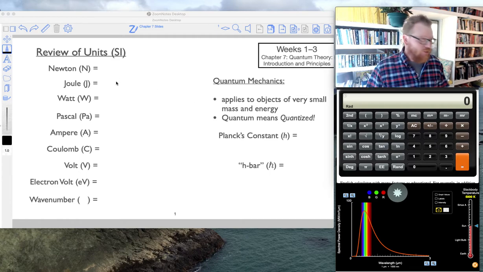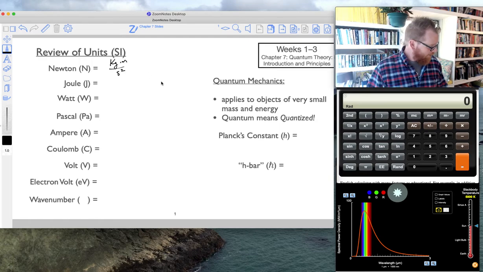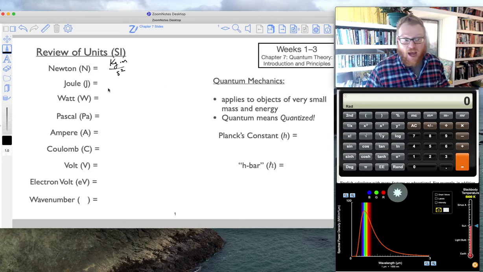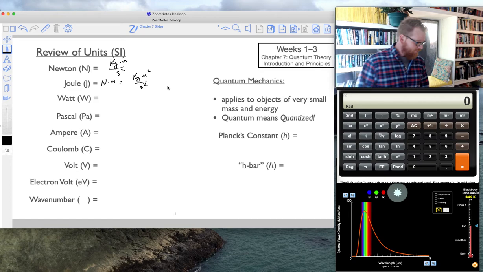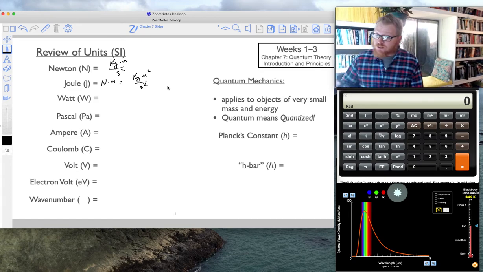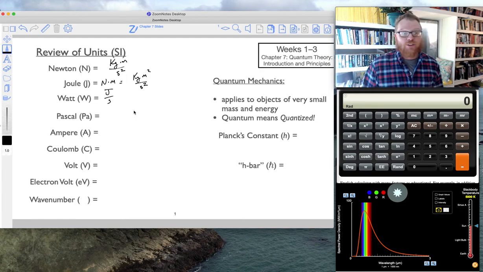Okay, so units. The Newton is a kilogram meter per second squared. A joule, of course, is a Newton times a meter, force acting over a distance. So that gives us a kilogram meter squared per second squared. A watt, unit of power, is a joule per second.